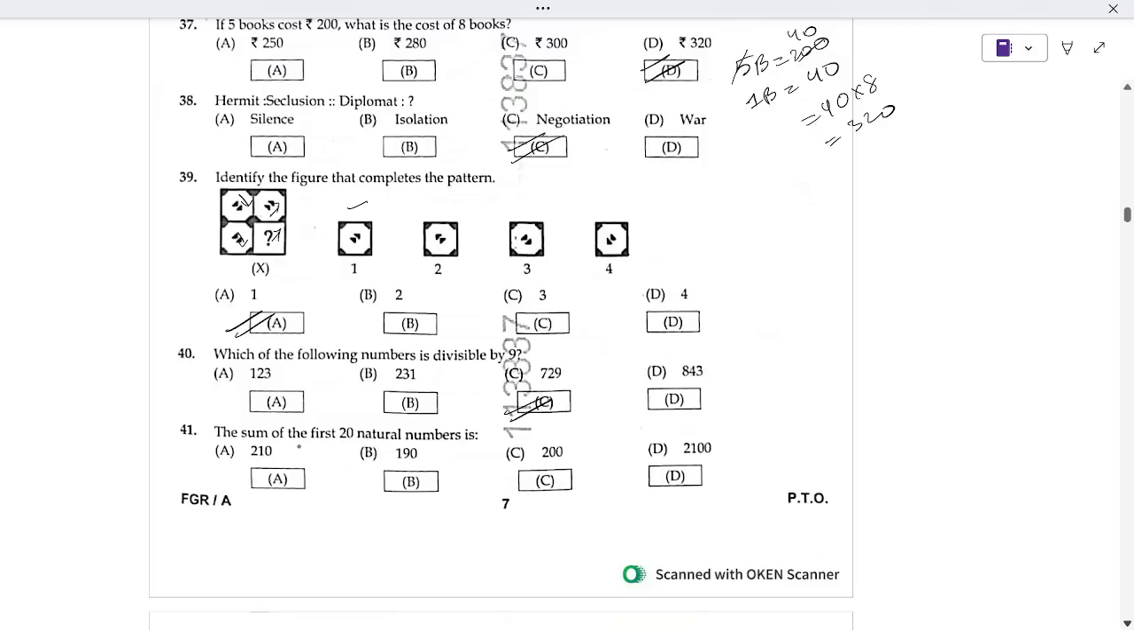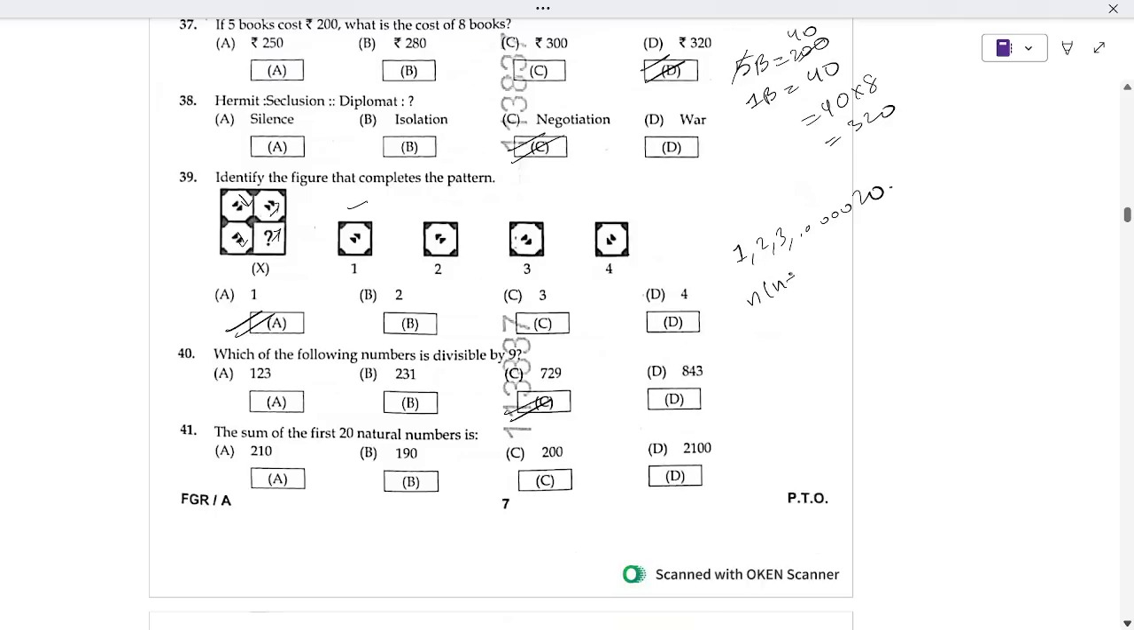Sum of the first 20 natural numbers. Natural numbers start from 1, right? 1, 2, 3, up to 20 we have to take. So in this case 1 plus 2 plus 3 plus 4 plus 5 till plus 20 we have to add. So in this case you just follow this way.